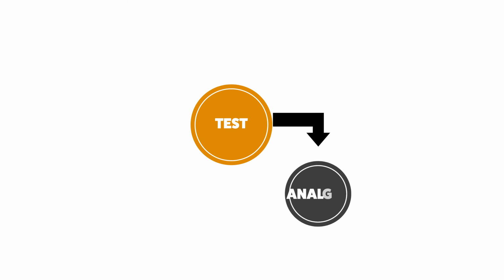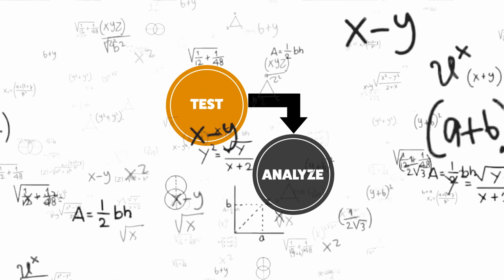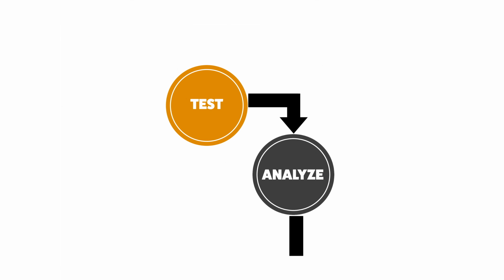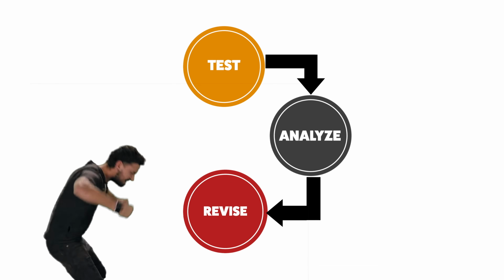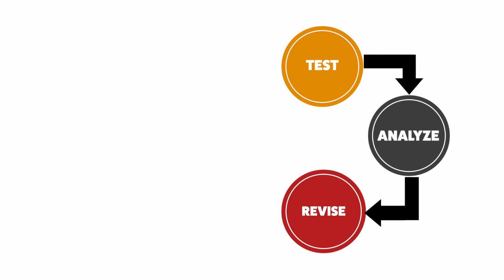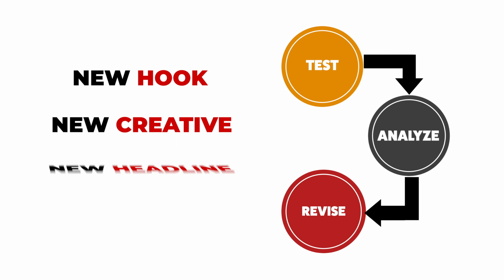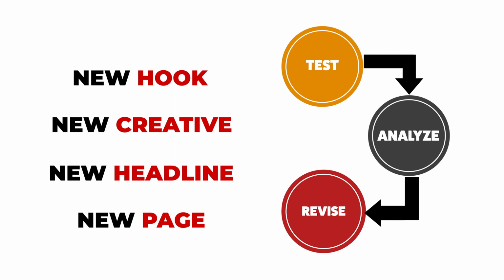So here it is. The first phase of the ad cycle is to test, or put simply, just spend money. After we've got data to work with, it's time to analyze. We look for patterns, we look for problems, and then we conclude what the problem is. Now, once we've met a conclusion, we revise. This is where we make big changes. Just do it! We fix the problem, give the ad a new hook, change the creative, try a new headline, fix the landing page, etc.